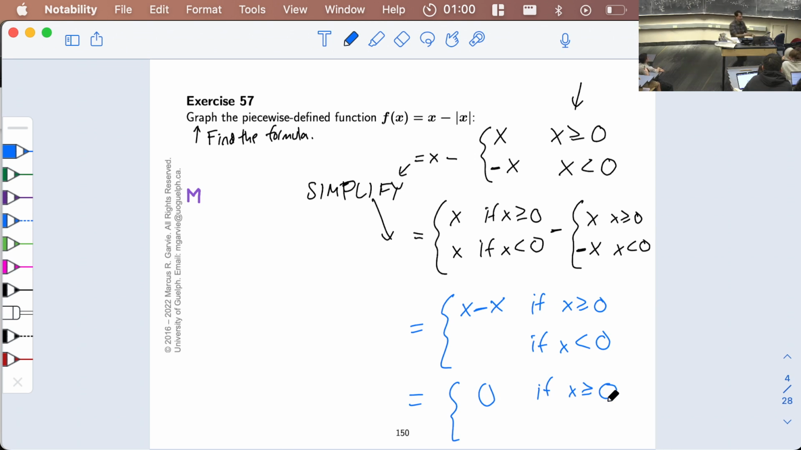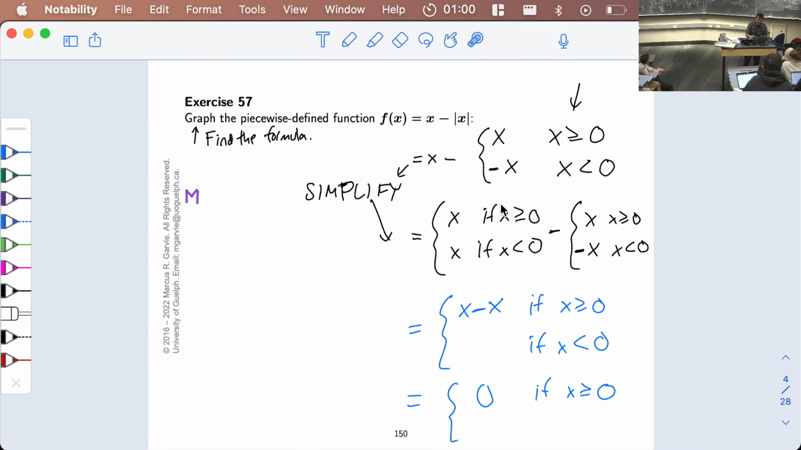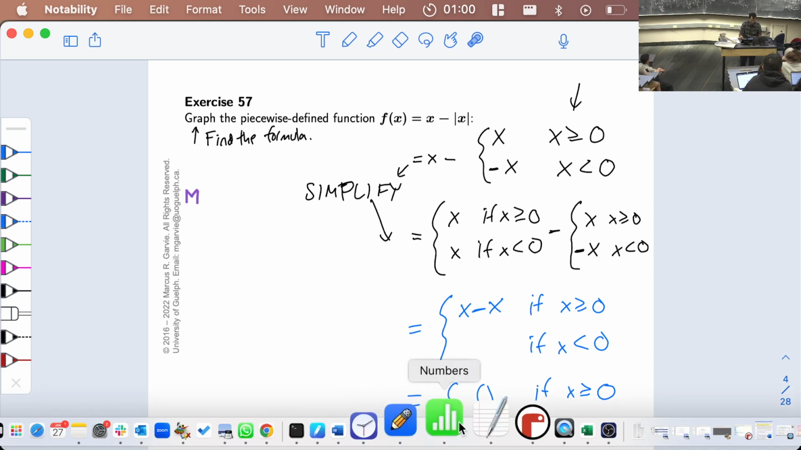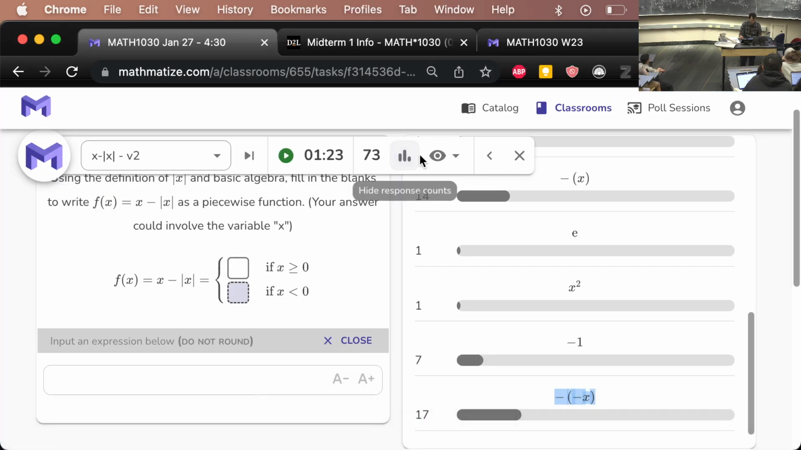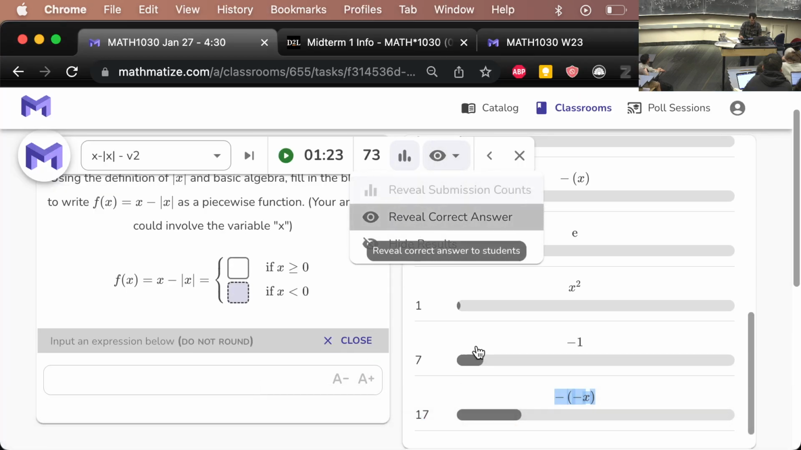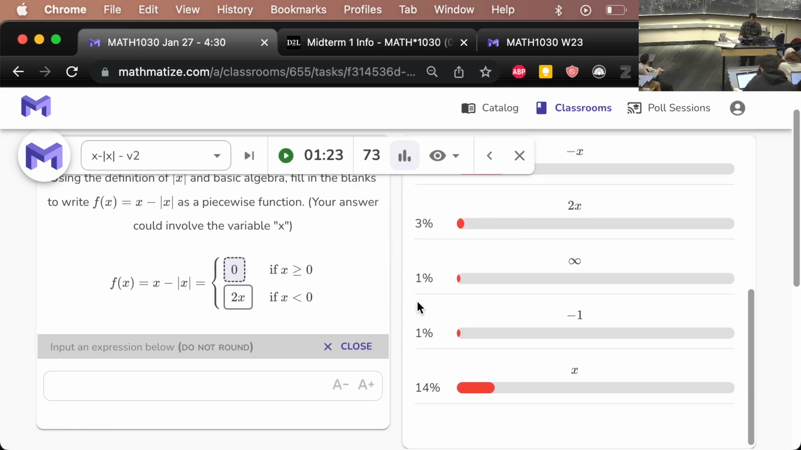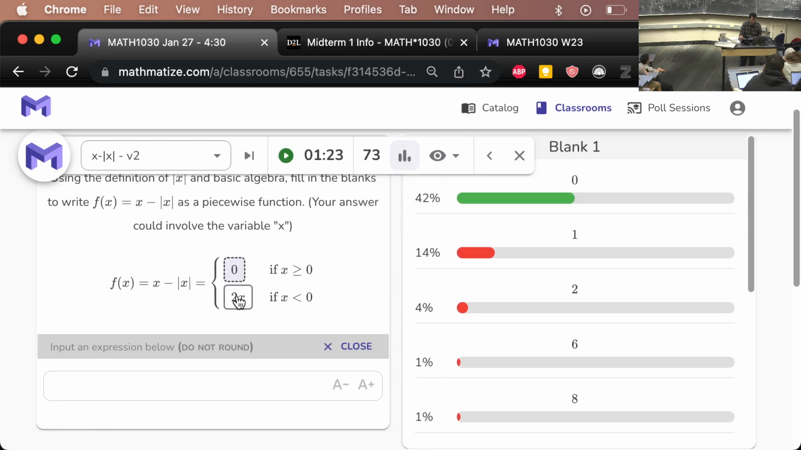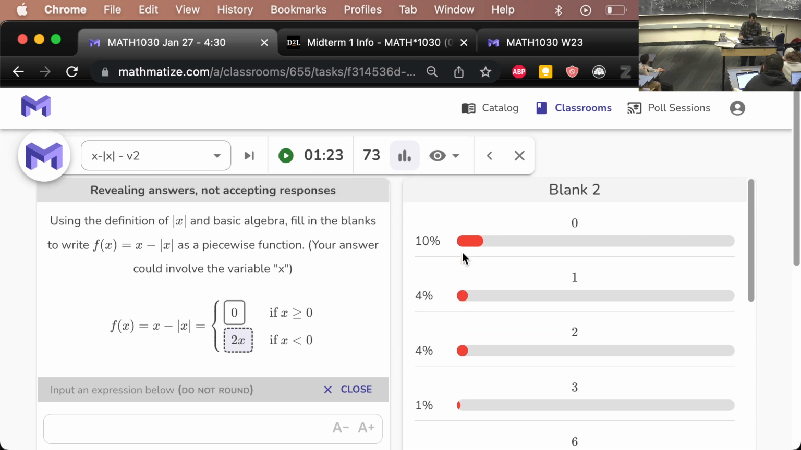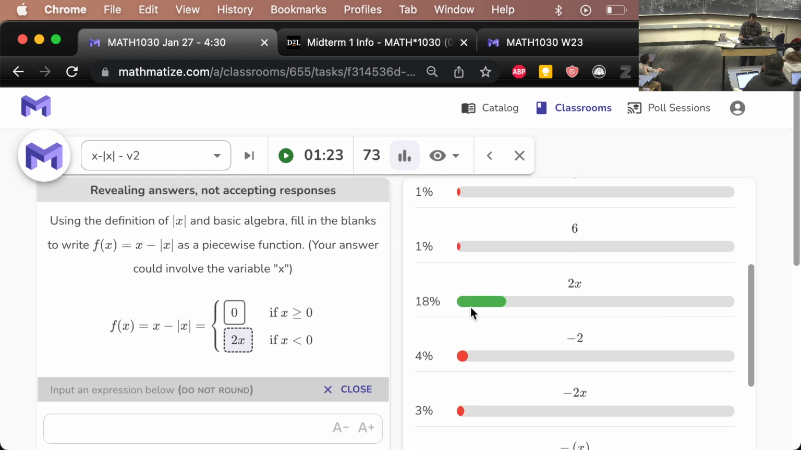It's 0 because we're combining 2 things. One thing is x, the other thing is x, and we're subtracting them. X minus x, 0. That's the right answer. What is the answer in the other part? Let me reveal the answer here. The answer in the other part is 2x, and only 18% of people got that. 0 was 42% of people.